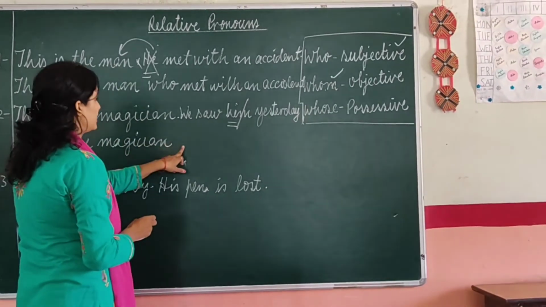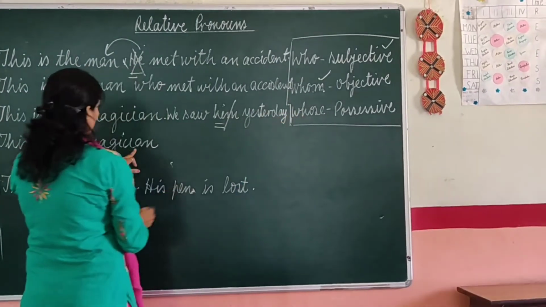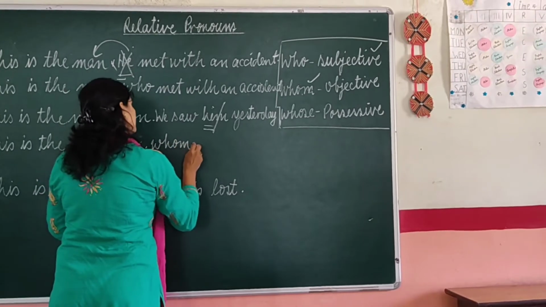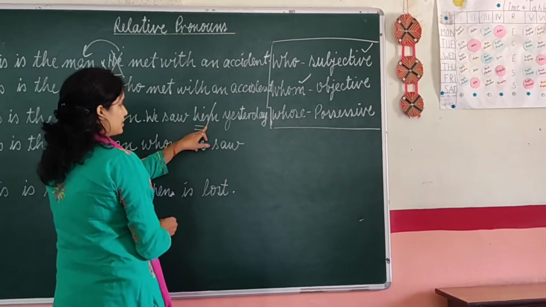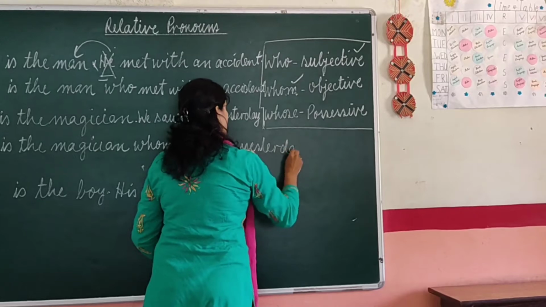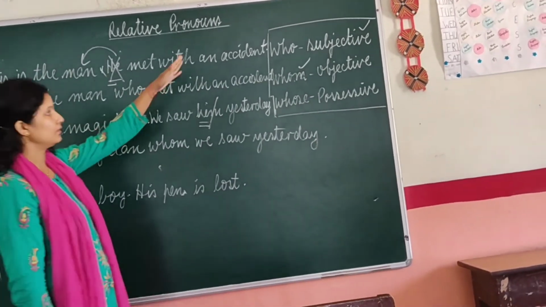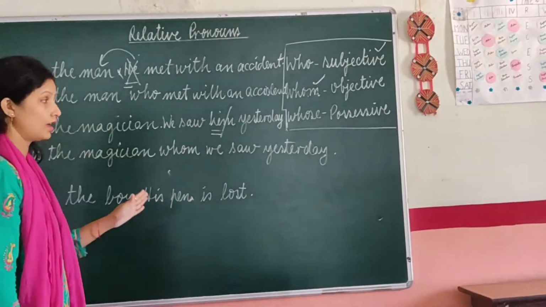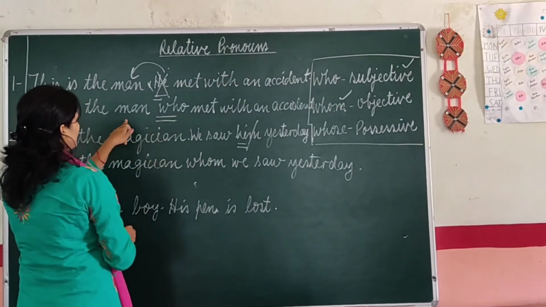Now just after, because this relative pronoun is used for magician only, we have to write whom we saw. Now we don't have to repeat because we have already written yesterday. Clear? It means for which person you have used these relative pronouns, you have to write just after that. After that. We have written here who. You can see after man we have written.